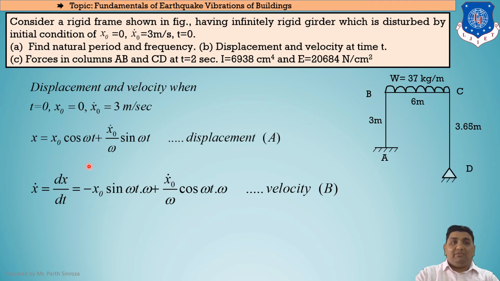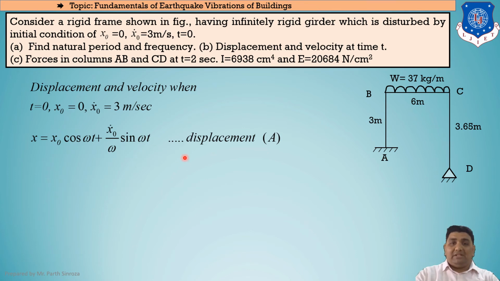So this is the equation for velocity that we will be using. For displacement we will be using this equation, and for velocity we'll be using this equation. If acceleration was asked, then we could have taken the second derivative of this and used that equation. Clear? So first we'll be moving on to finding displacement.